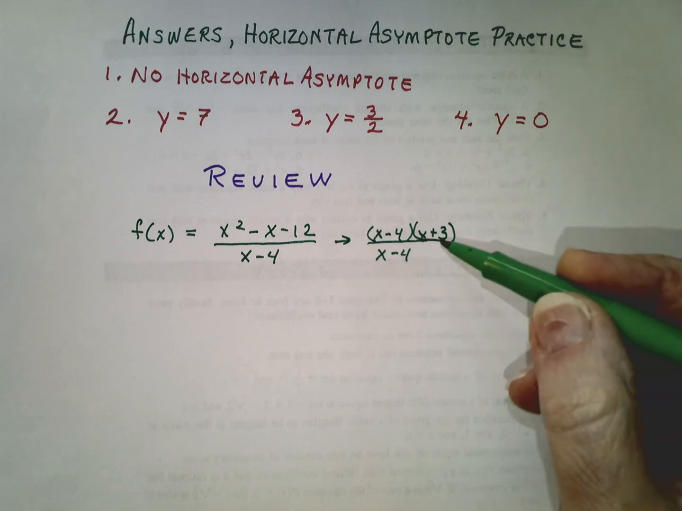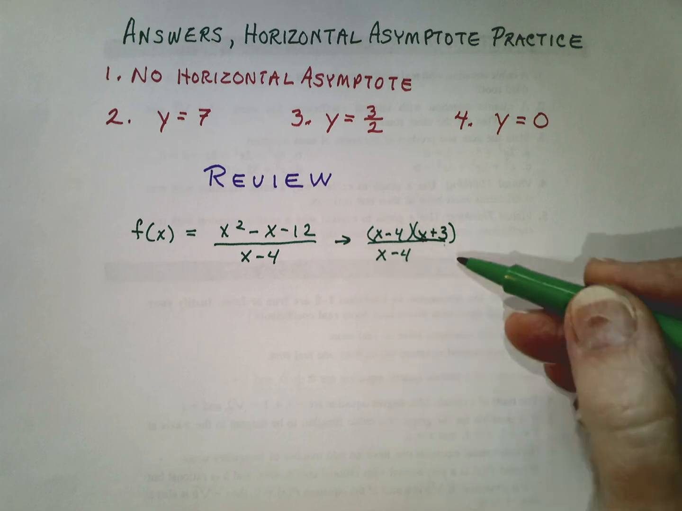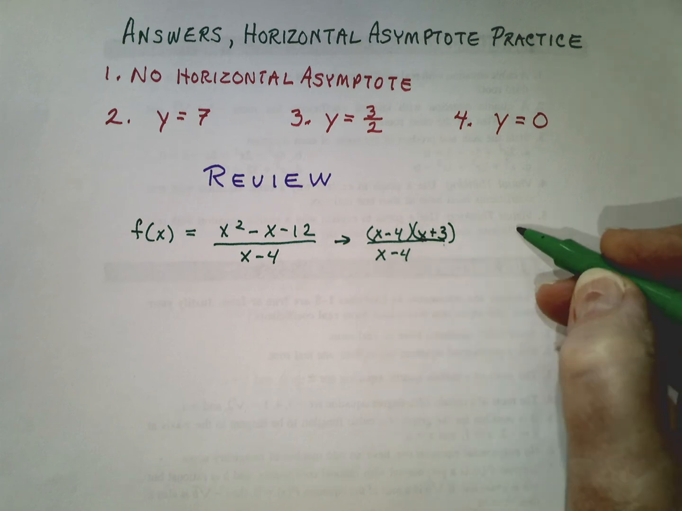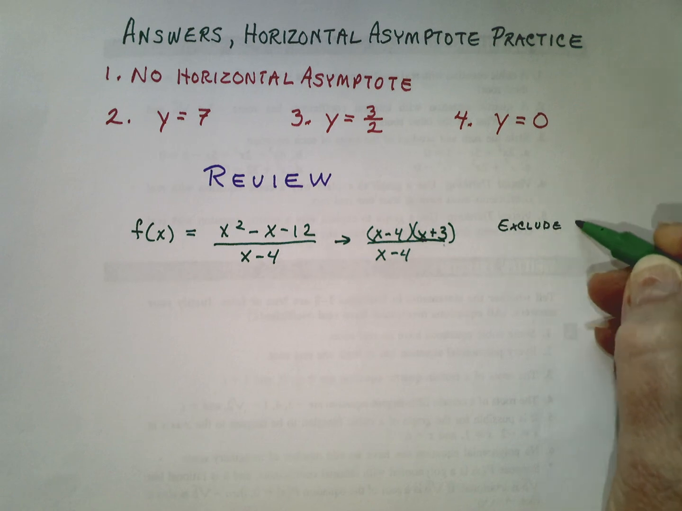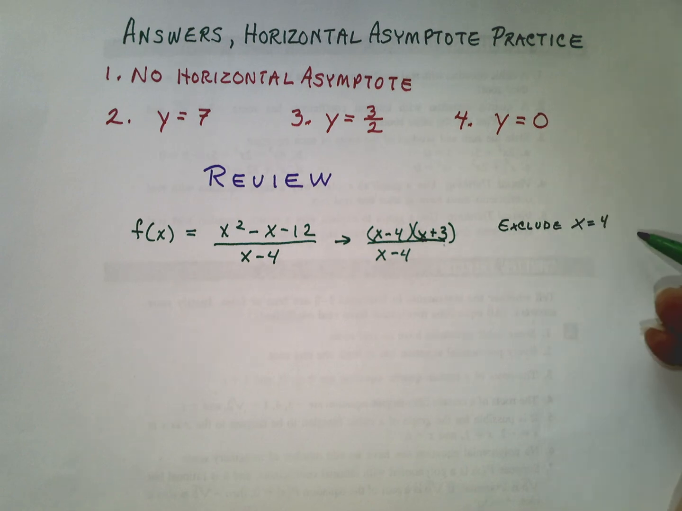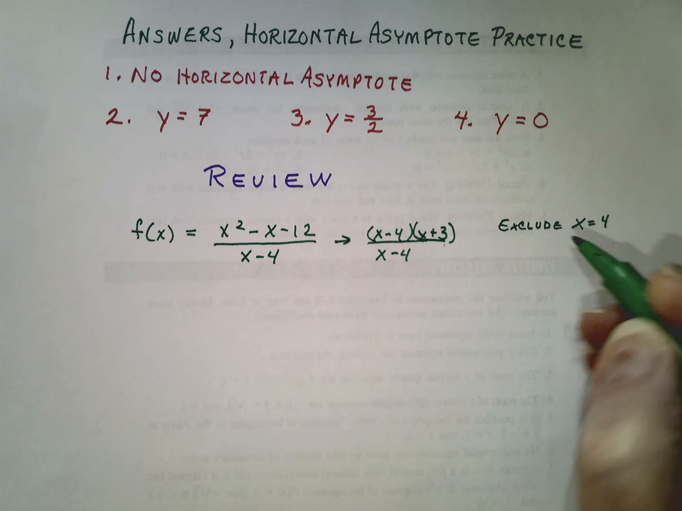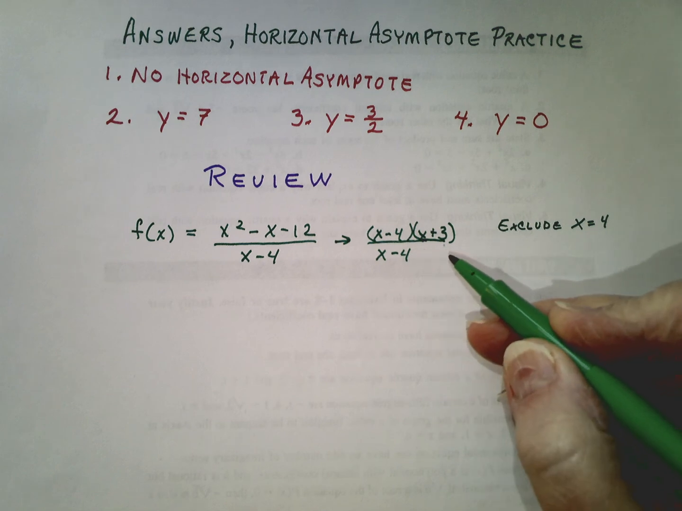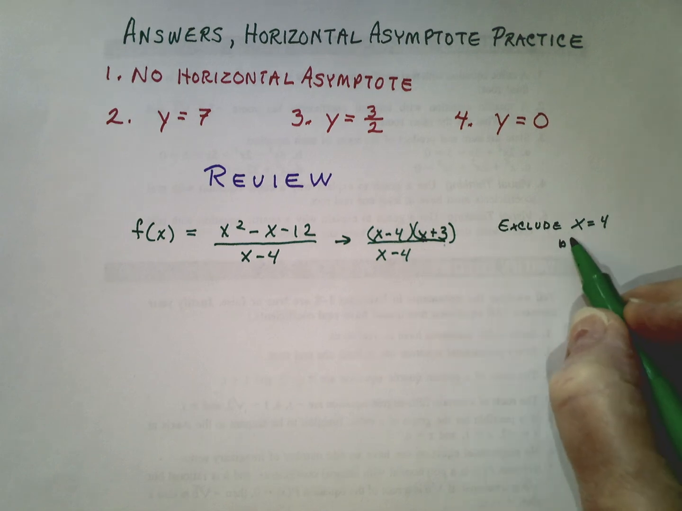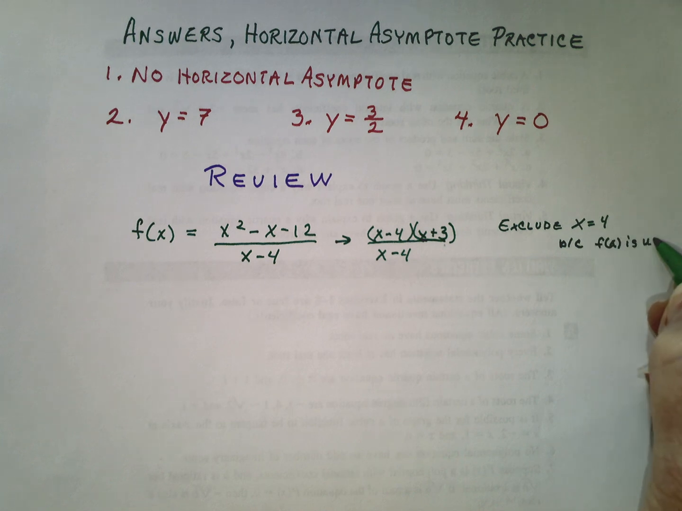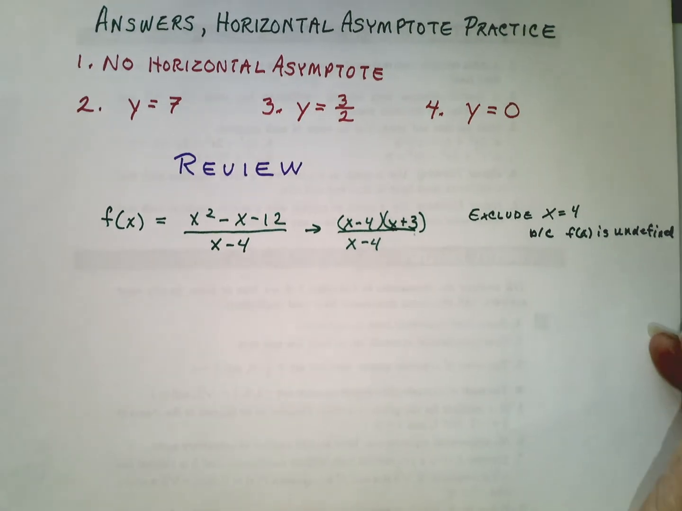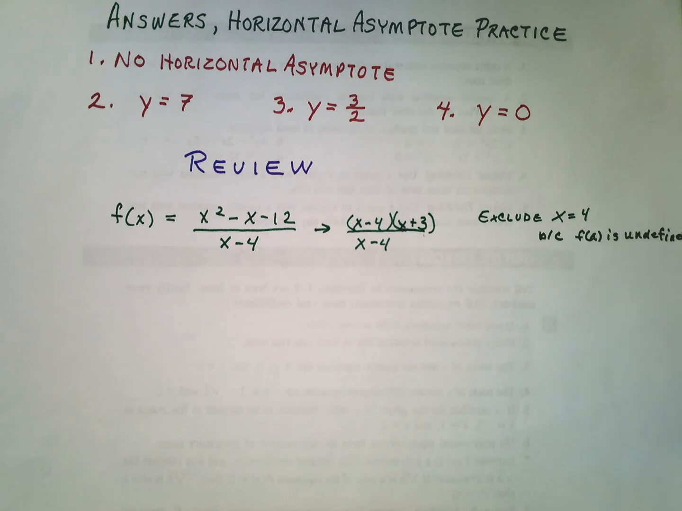When we started factoring these rational functions, we always stated the excluded values, and we would have to here exclude x equals 4, because that makes the function undefined. Can't have a 0 in the denominator. We do not have a value when x equals 4. Kind of squeeze that undefined on there.